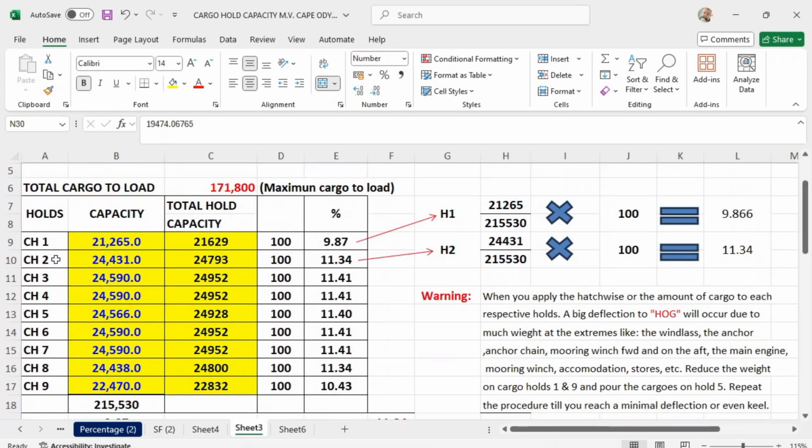So in the first column, you put all the holds 1 to 9. Second column, you put the capacity of each hold, with a total of 215,530. And this one over here is the total capacity of every hold, including the hatch. The hatch, meaning this is just above the cargo hold or below the hatch cover. So there, that will have a certain amount of cargo. Once you include that, then this will be your total of 121,629 for cargo hold number 1, number 2, until you get number 9. So this is what we are concentrating on.